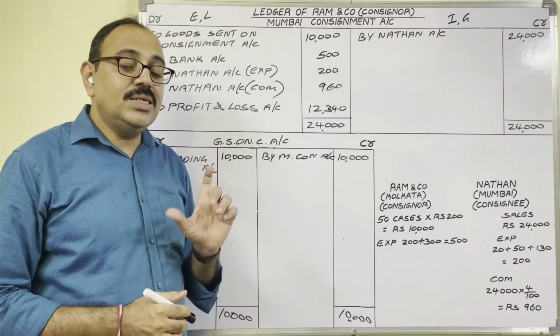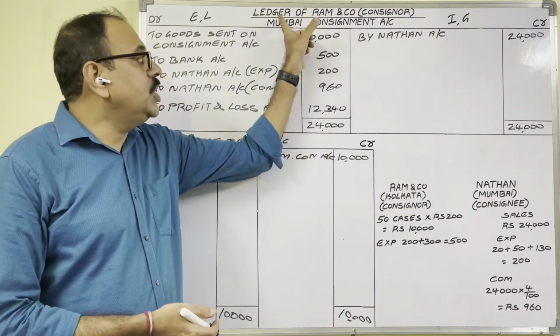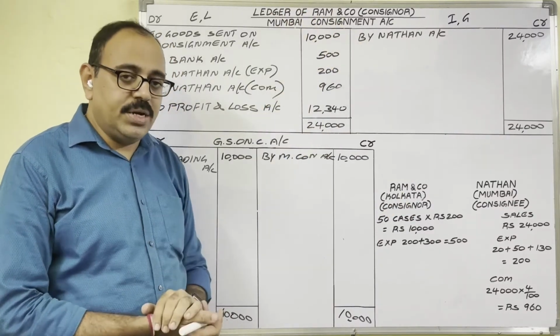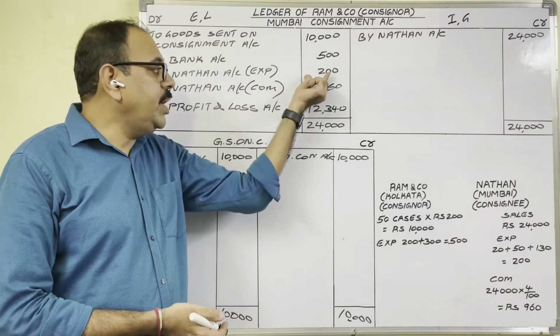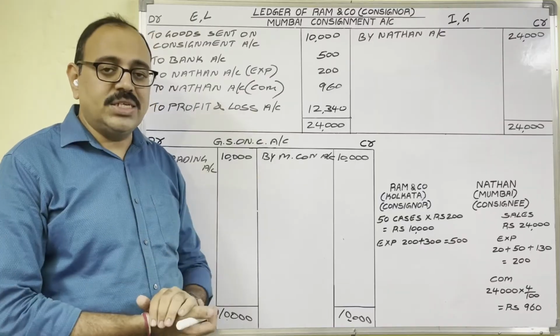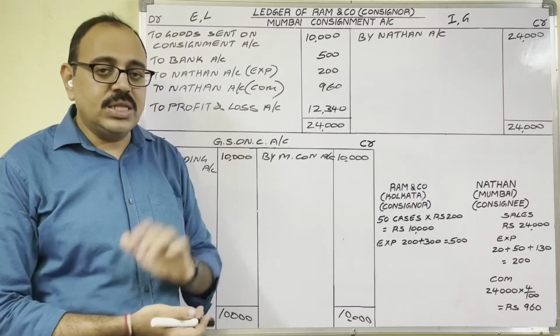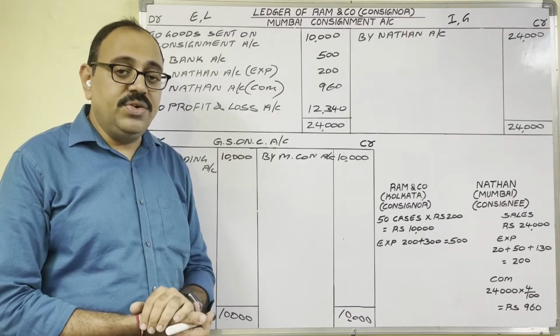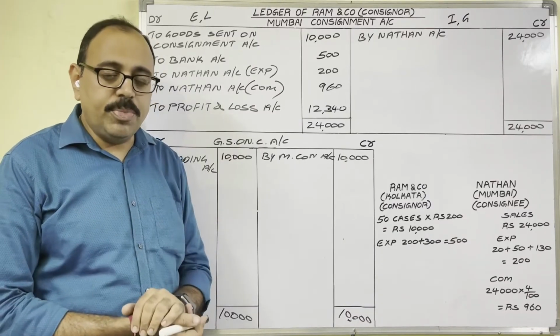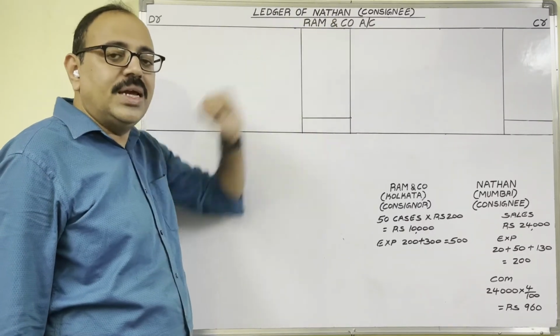With this, consignor's books completed. Journal of Raman Company, Ledger of Raman Company are completed. In Ledger, he prepares consignment account, consignee's account and goods sent on consignment account. Now come to consignee's books. Journal of Nathan, based on those journal entries, ledger accounts also we have to prepare now. So ledger of Nathan. Ledger of Nathan, consignee.